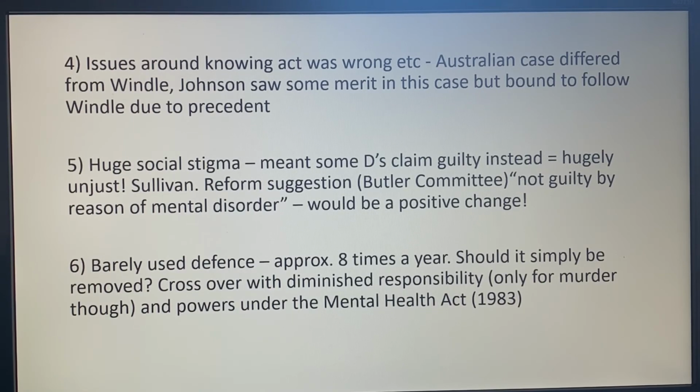So basically, an Australian case differed from Windle, and in Johnson, they actually saw some merit in this case. The judges said, well, we could look at this Australian case, but because under normal English precedent they are due to follow Windle, they couldn't go down that tangent and explore the Australian case because that's obviously persuasive precedent only. So clearly the judges are looking at whether we should depart from the strict interpretation and perhaps move towards the Australian method. But we certainly won't be anytime soon, I would imagine.